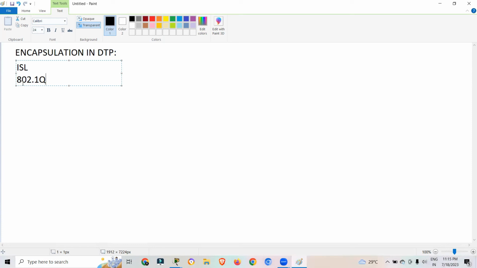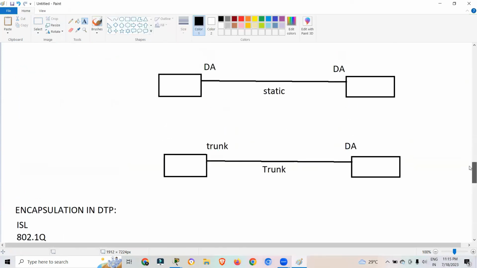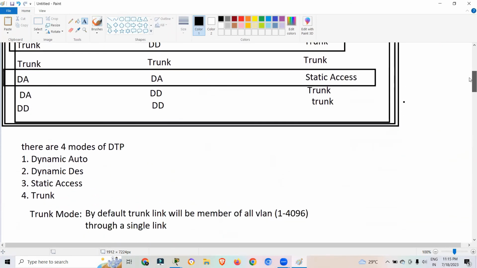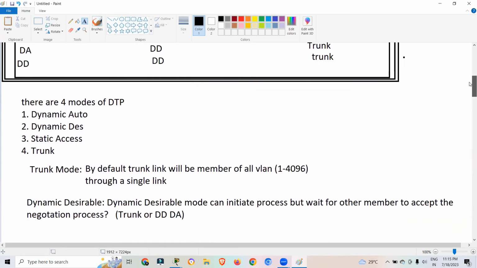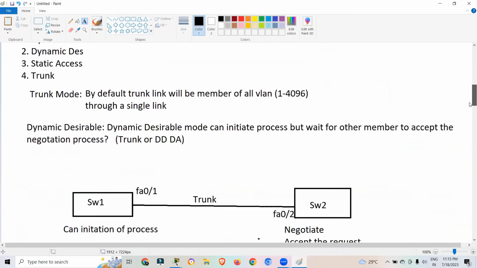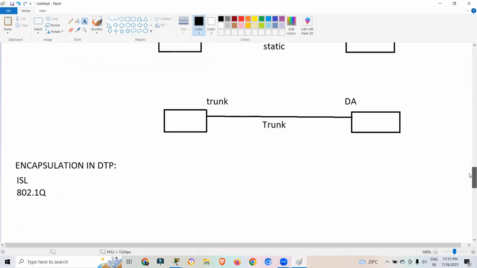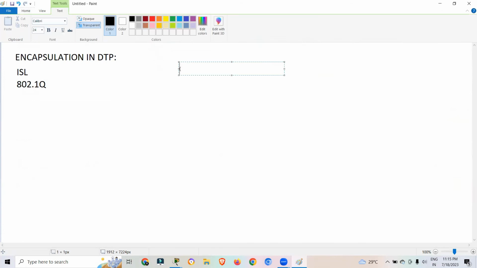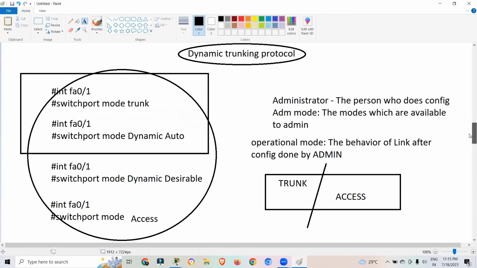Now DTP is clear to everyone, I think. It's a good question for any interview. They will ask what is the meaning of administrative mode, and what is the meaning of operational mode. I already explained what administrative and operational mode mean here, right?